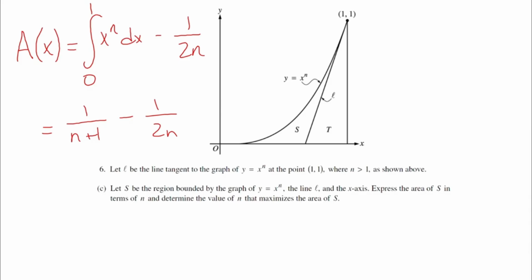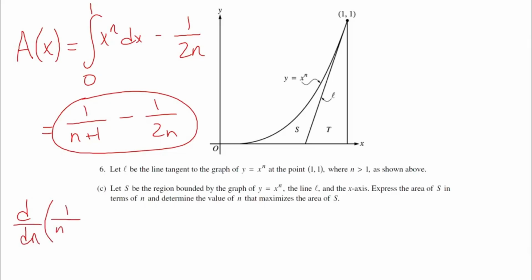And so now we want to know what value of n maximizes this area. So that's an optimization question, right? We want to know when that function is at a maximum. So we need to take the derivative of 1 over n plus 1 minus 1 over 2n. So we're going to do the derivative with respect to n of 1 over n plus 1 minus 1 over 2n.